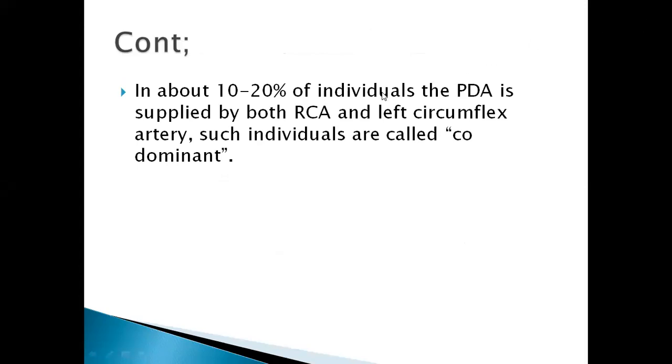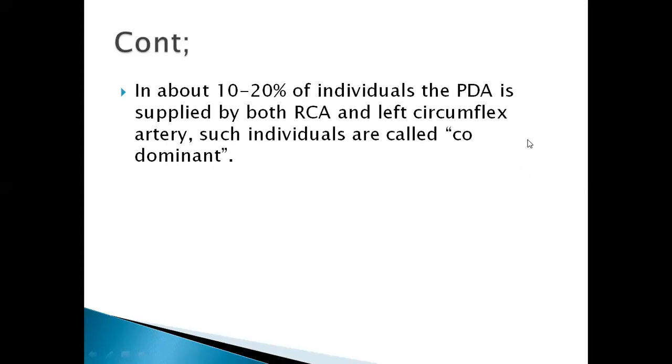Now, in about 10 to 20% of individuals, the posterior descending artery is supplied by both, or is a branch of both the right coronary artery and the left circumflex artery. Such individuals are called co-dominant. Clear then?